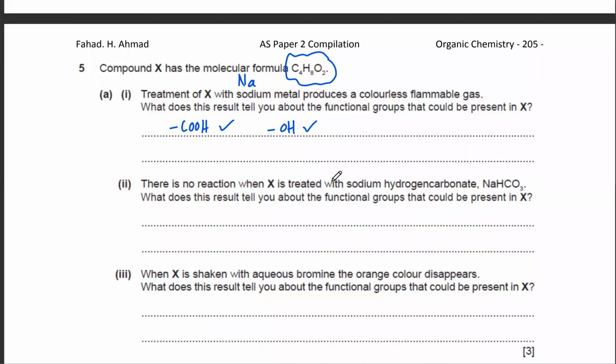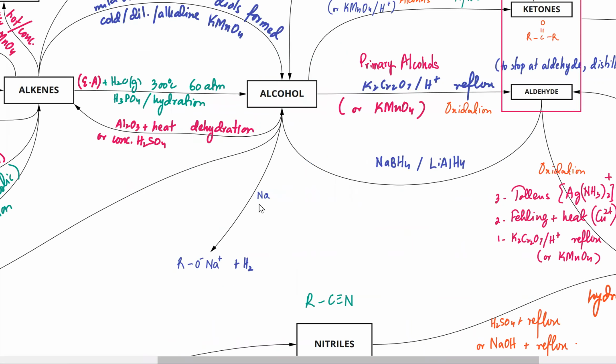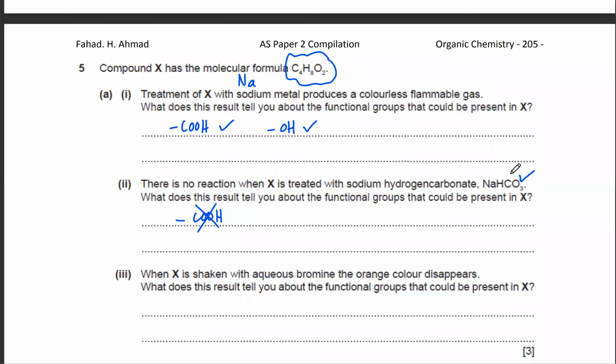The other one is there's no reaction when X is treated with hydrogen carbonate. What does the result tell you about the functional group? So it can't be a carboxylic acid. Why? Because we just studied that carboxylic acids do react with carbonates. Alcohols have only one reaction, that's it. The only reaction that they have is with sodium metal. Carboxylic acid, we did several reactions of carboxylic acids as acids. So carboxylic acids do react with this. So that confirms that it's an alcohol, not a carboxylic acid, because carboxylic acids have all typical acid reactions.